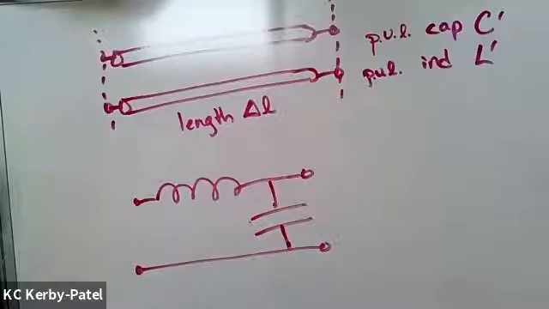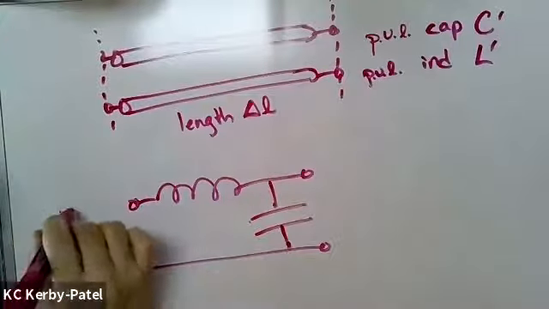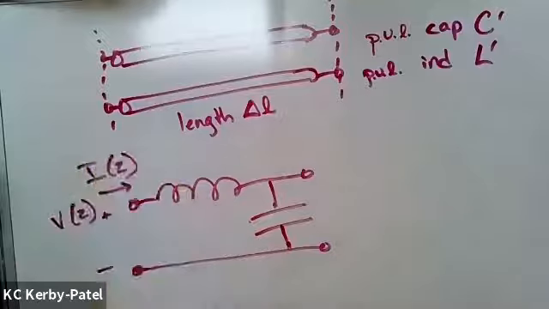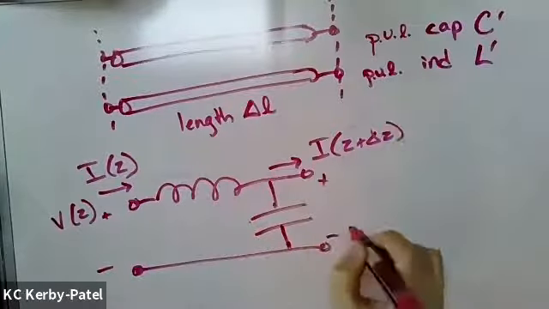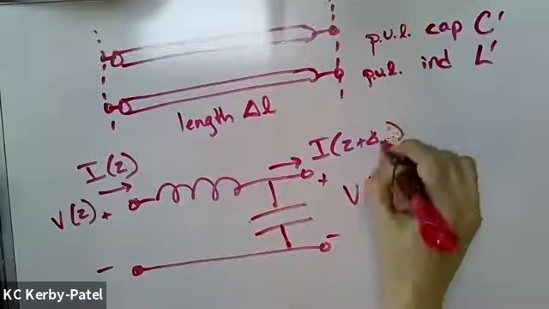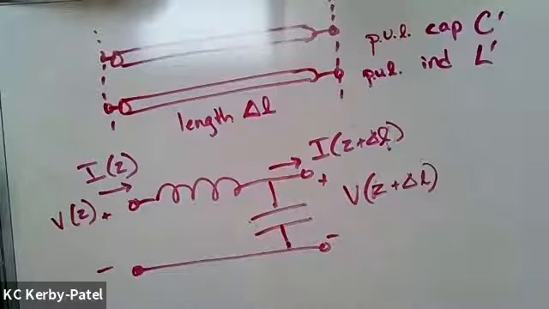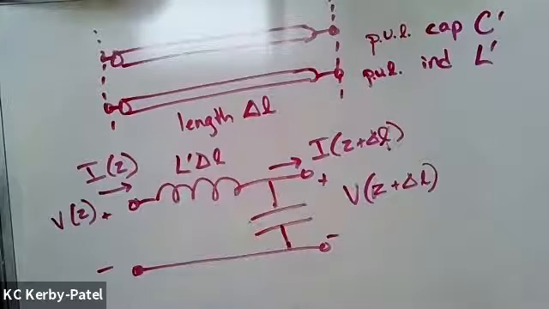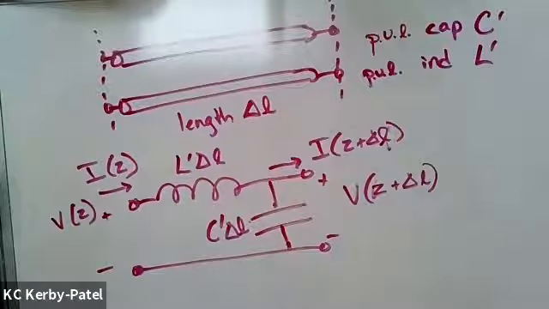I have said that voltage is a function of position and time. We're going to work in the phasor domain for this, so I'm just going to write down everything in terms of Z. At this end, we have voltage V of Z and current I of Z. And over here at this end, we've got current I of Z plus delta L and voltage V of Z plus delta L. The value of this inductor is the inductance per unit length times delta L. And the value of this capacitor is the capacitance per unit length times delta L, because that's what per unit length means.